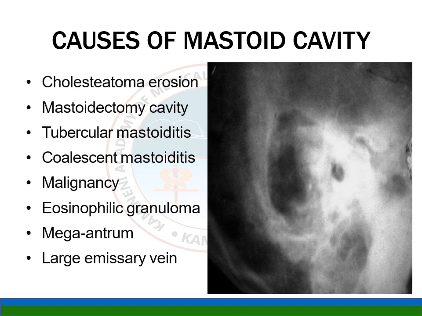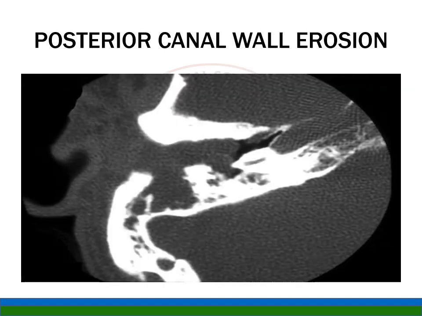So if there is a wide cavity in the mastoid, these are the differential diagnoses which they usually ask in the PG entrance exam. One is cholesteatoma, which causes erosion. Second is a very large post-mastoidectomy cavity. Third is tuberculosis. Fourth is coalescent mastoiditis. Next, malignancy, eosinophilic granuloma, mega antrum, and large emissary veins, which also mimic a mastoid cavity.